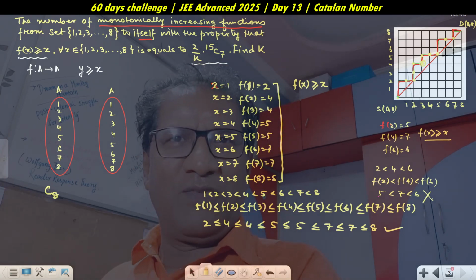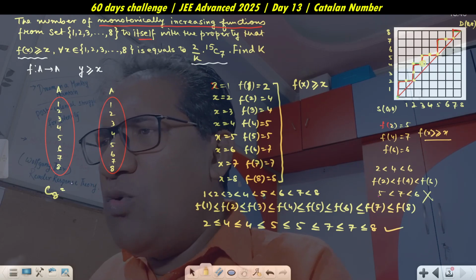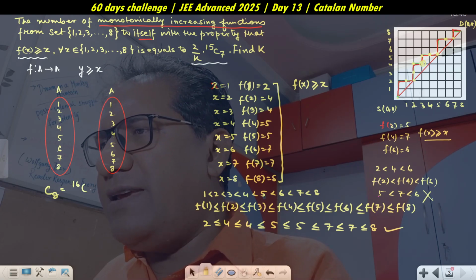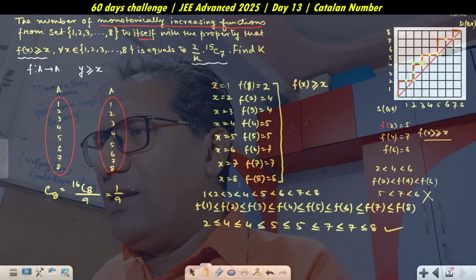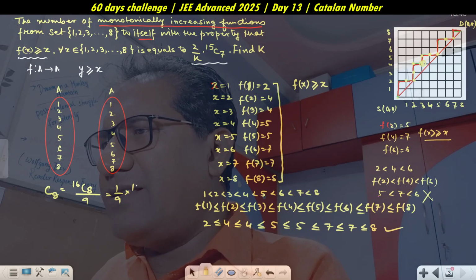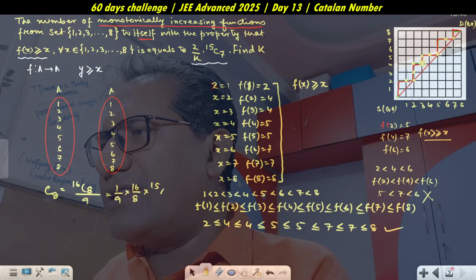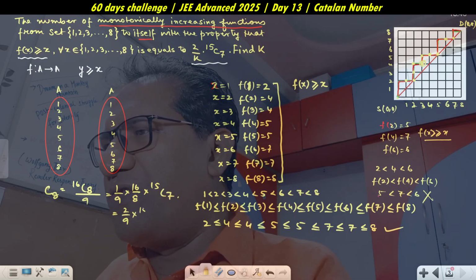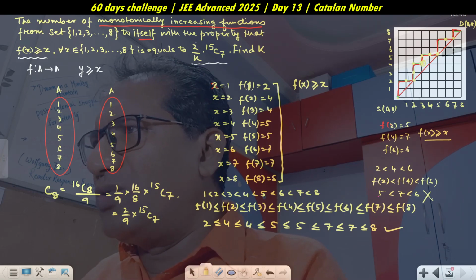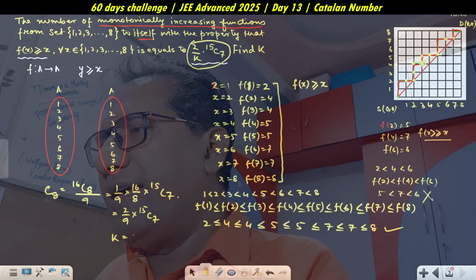That's it. Okay. So what is your C8? C8 is actually (2n Cn) divided by (n+1), that is 16C8 divided by 9, which can also be written as, now it is a simple calculation, 16C8 can be written as 16 over 8 into 15C7. So that gives us 2 over 9 into 15C7. But according to the question, it has been given this. So after comparing, we are getting K is 9.